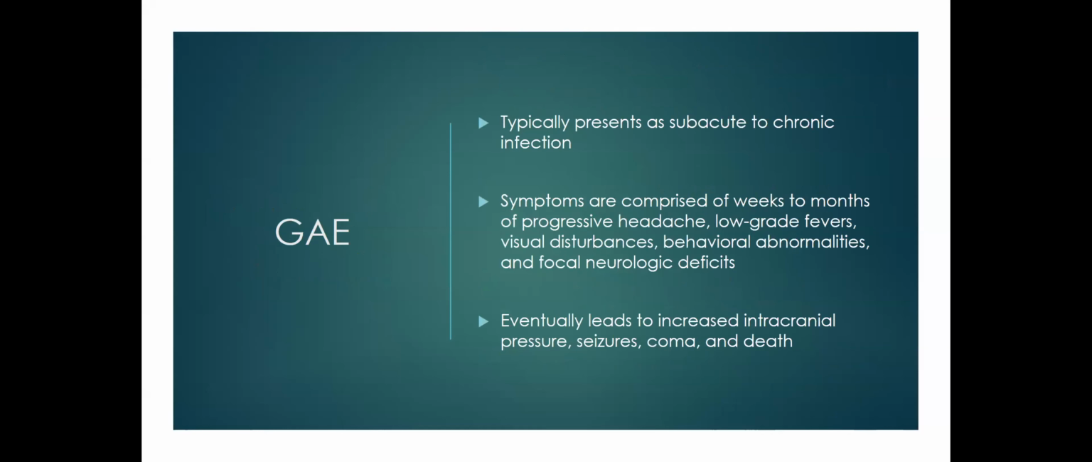They're more often than not subacute to chronic. Symptoms are usually weeks to months of progressive headaches, low-grade fevers, visual disturbances, behavioral abnormalities, and focal neurologic deficits, as opposed to PAM, where you get more of an acute presentation. It's generally within 9 days of the actual insult, where the water gets into the nose and seeds the infection. That takes a much shorter time for PAM to start forming that meningitis picture.